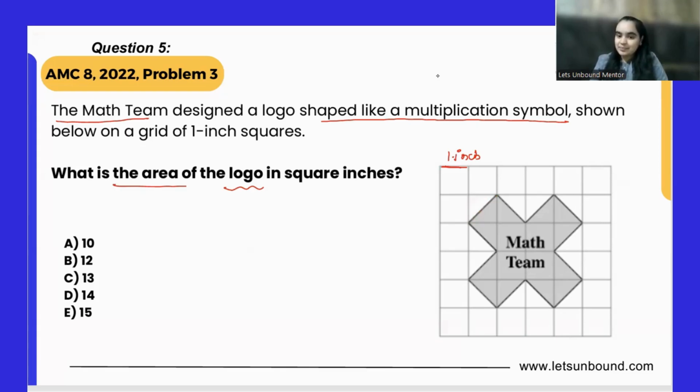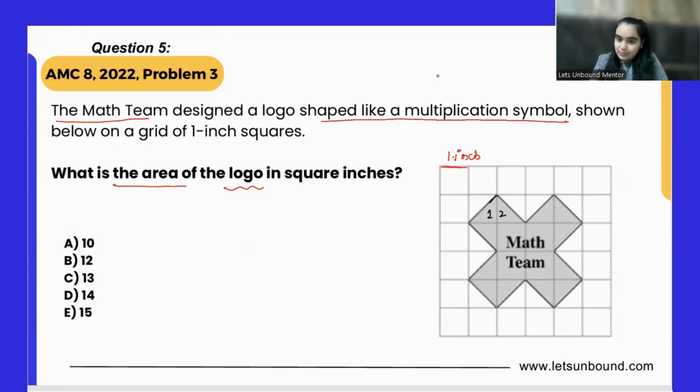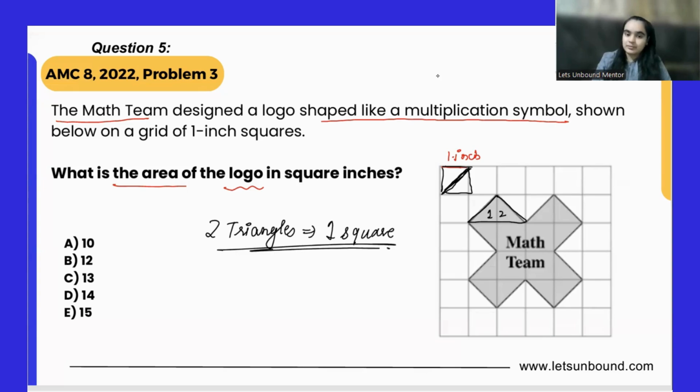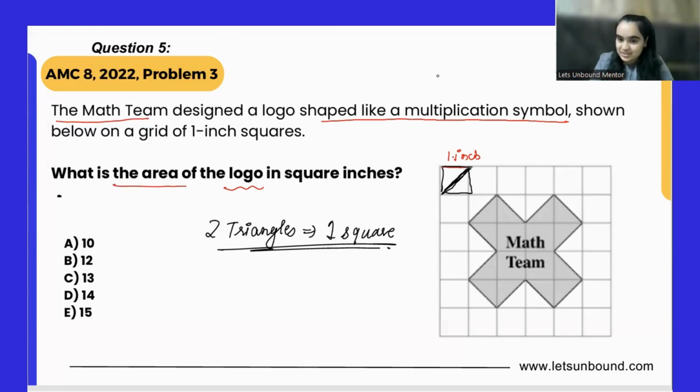So from here we can conclude that 2 triangles will make up 1 square, right? Because if I split up a square from the diagonal like this, we will get 2 equivalent triangles, okay? So 2 triangles will make 1 complete whole square. Using this, now we can count how many squares there are and what the area is then. Okay, let's see. Easy question.